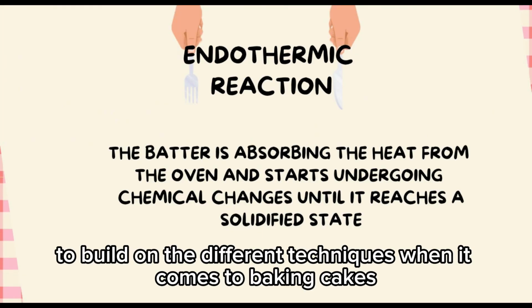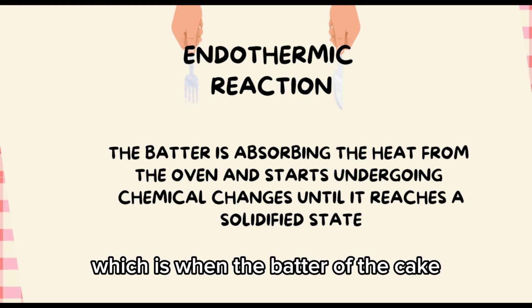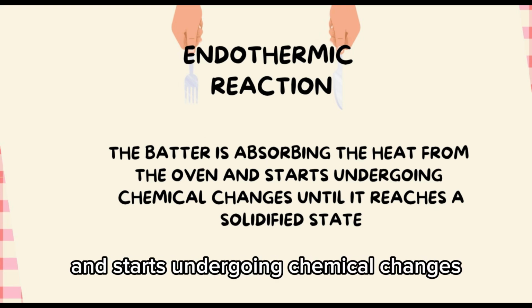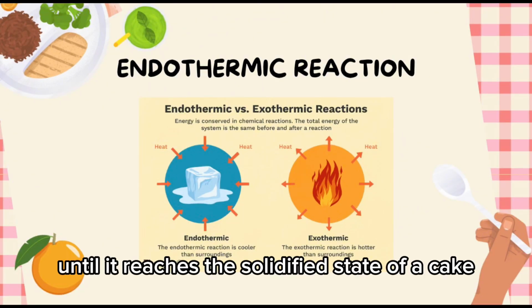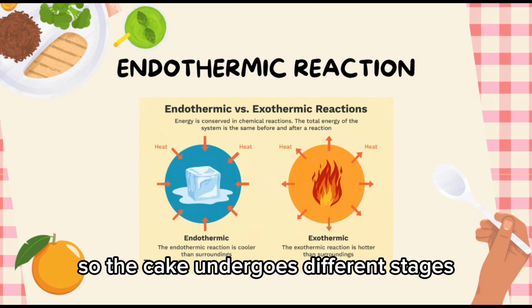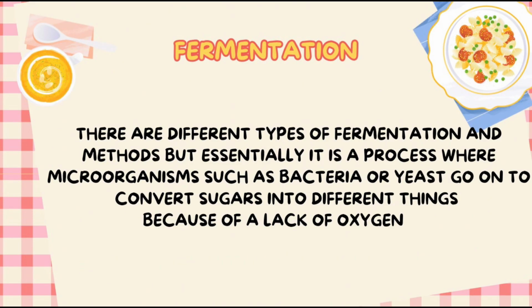To build on the different techniques when it comes to baking cakes, I'm now going to talk about the endothermic reaction, which is when the batter of the cake is absorbing the heat from the oven and starts undergoing chemical changes until it reaches the solidified state of a cake. So the cake undergoes different stages as it goes from being a liquid to a solid.